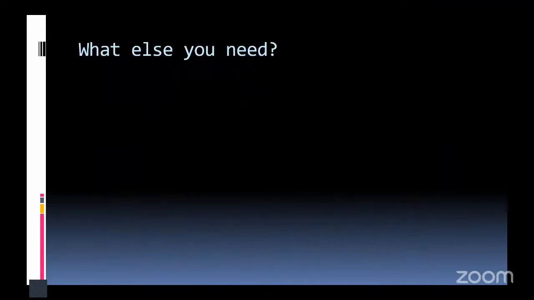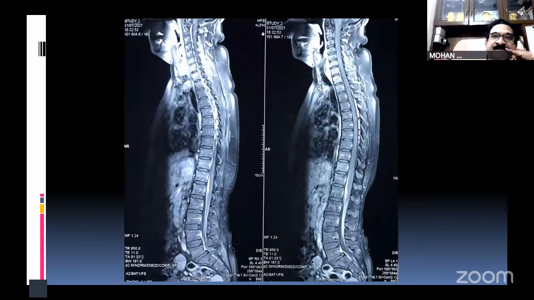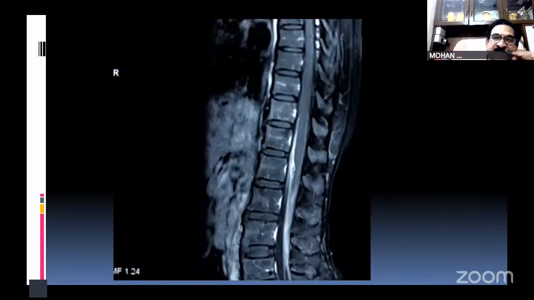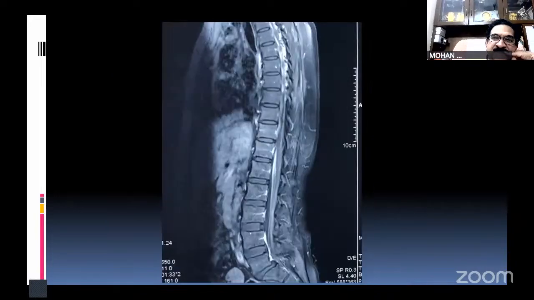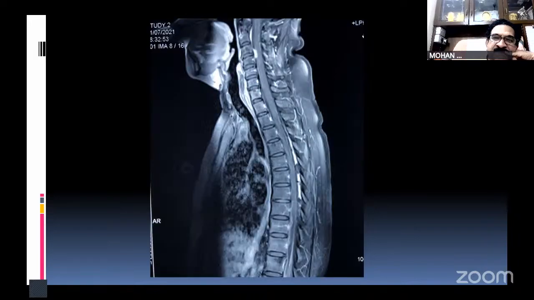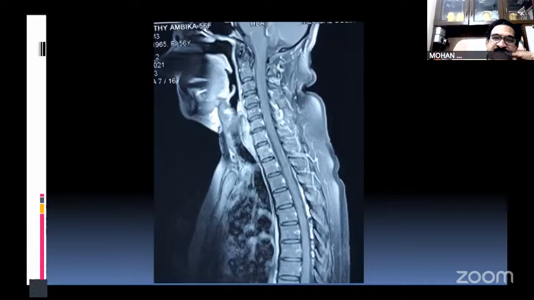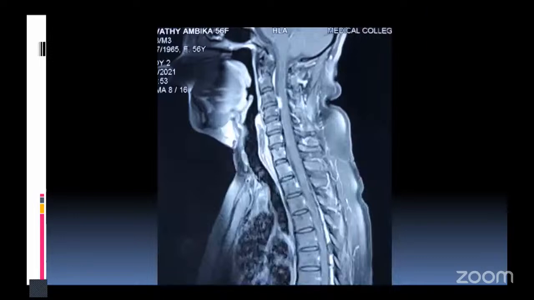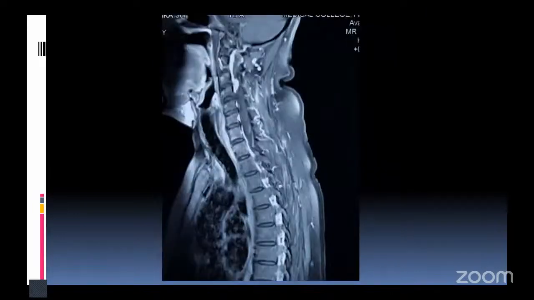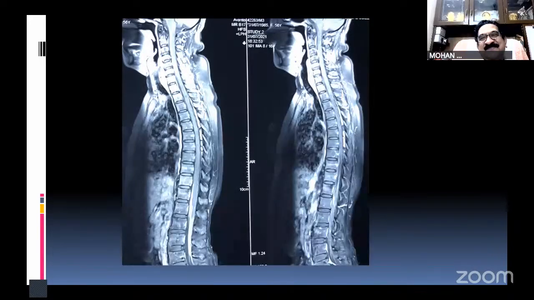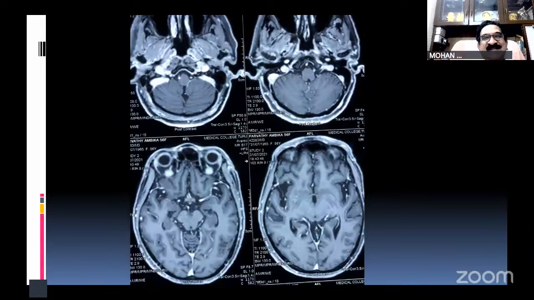I showed you. That's the question. Contrast MRI. Okay. Contrast MRI. This is the contrast MRI. There is some enhancement in the anterior part of the conus epiconus region. Okay. Multiple sites enhancement. Multiple sites, very good. And this is a contrast.